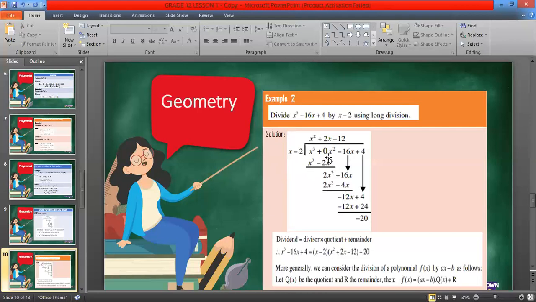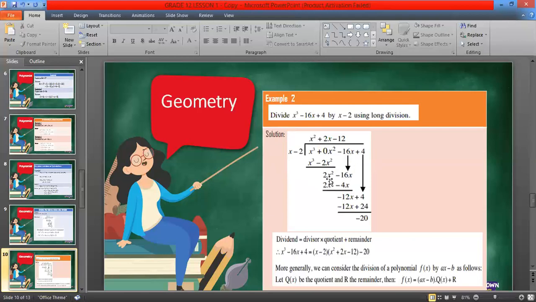Then we subtract. x cubed minus x cubed gives 0. Then 0x squared minus minus 2x squared gives positive 2x squared, because negative gives positive. Then we bring this negative 16x down, one after the other.